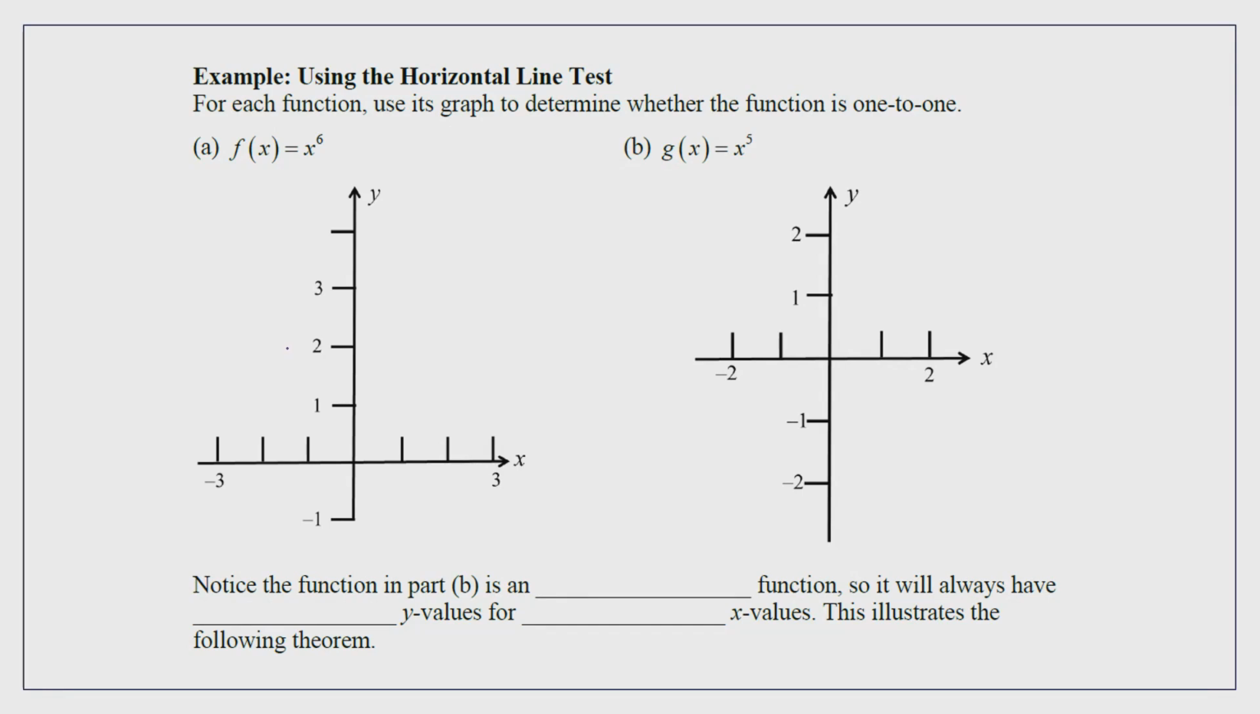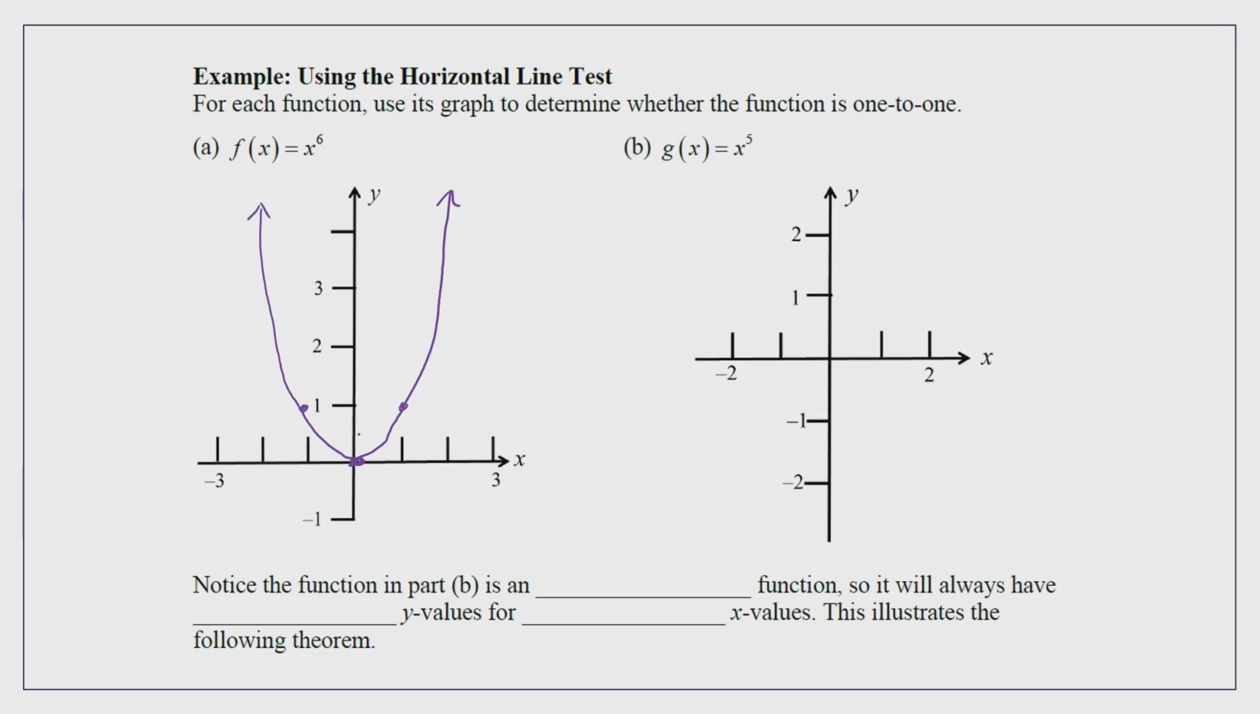For A, we have f of x equals x to the 6th power. This graph is going to take a parabola-like shape. If we plug in 0, we'll get 0. If we plug in 1, we'll get 1. And if we plug in -1, we'll get 1. So let's use those points and draw our graph.